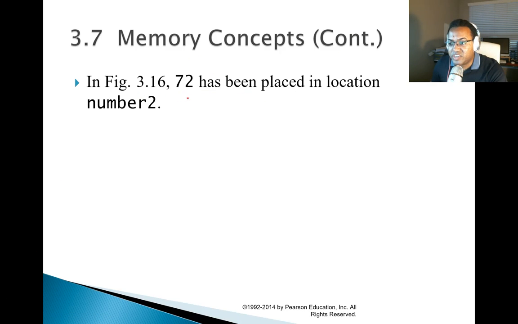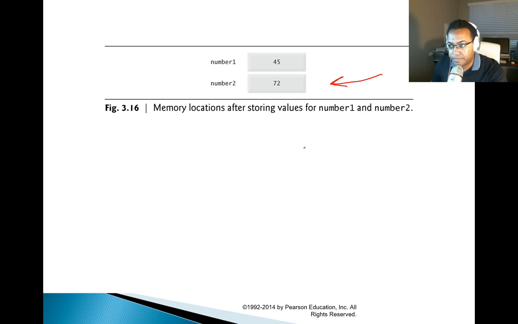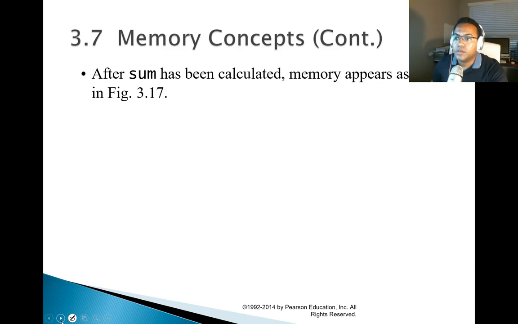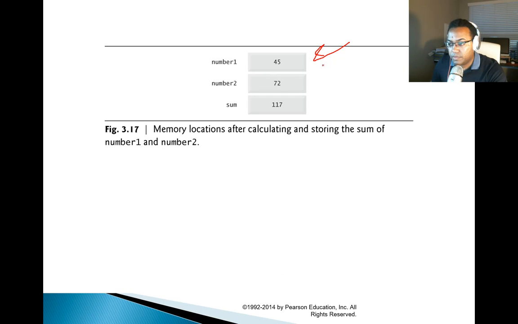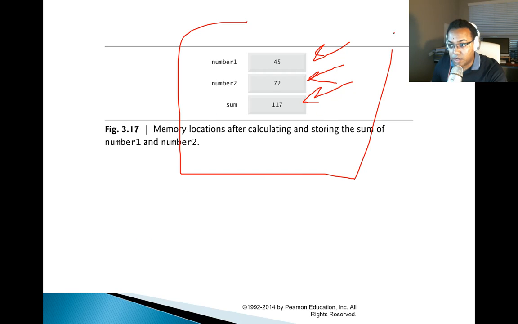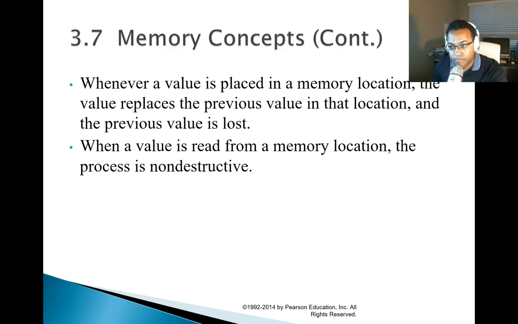Figure 3.16 shows that 72 has been placed in location number 2. There you go. After the sum has been calculated, memory appears as shown in the next figure. That's the first integer, that's the second integer, that's the sum of the two integers. These all are contained within 3 separate memory locations.